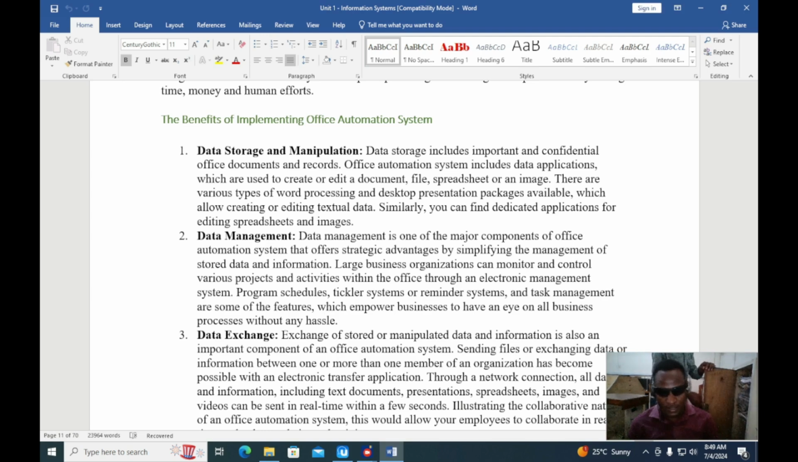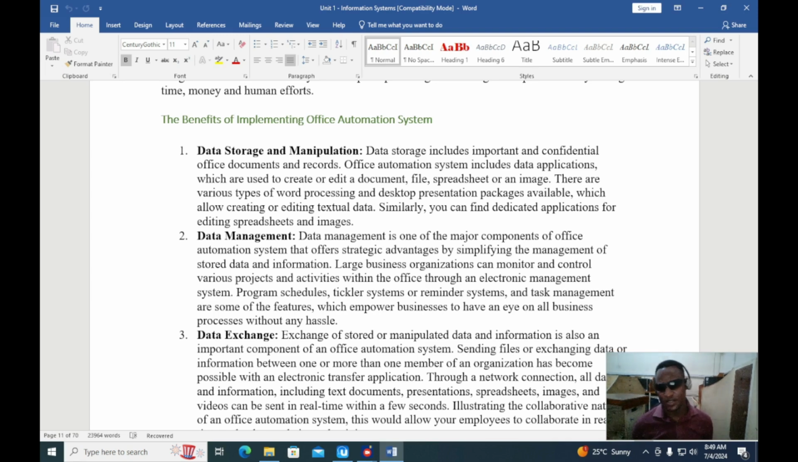Number 2, the benefit number 2 is data management, which is one of the major components of office automation systems that gives us strategic advantages by simplifying the management of the data that has been stored. So we have large business organizations that are able to monitor and control the various projects and activities that are taking place in their office through an electronic management system. So we have program schedules, we have tickler systems or reminder systems, and also what we call task management systems.